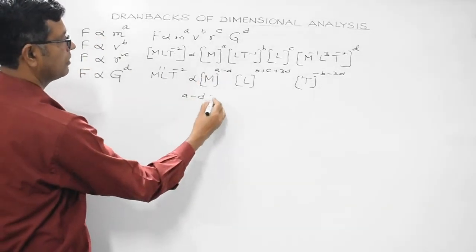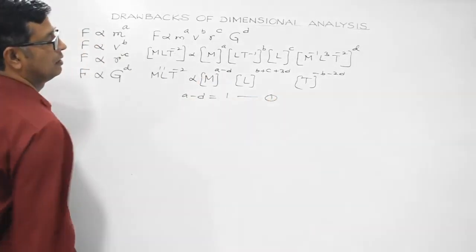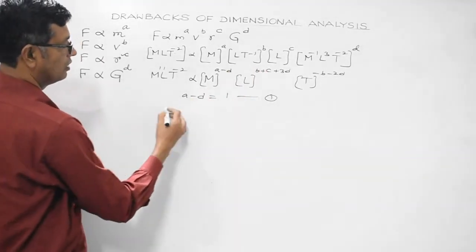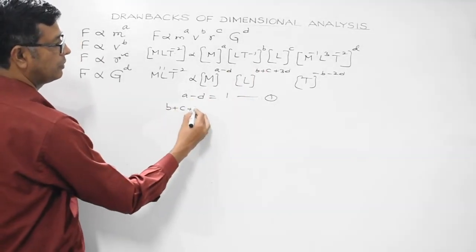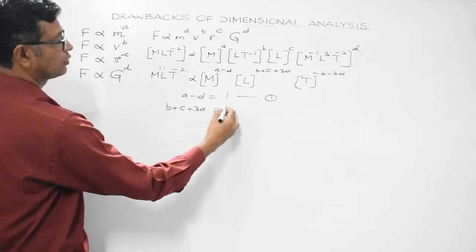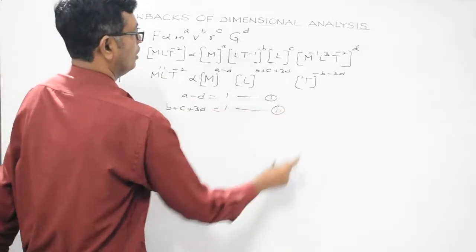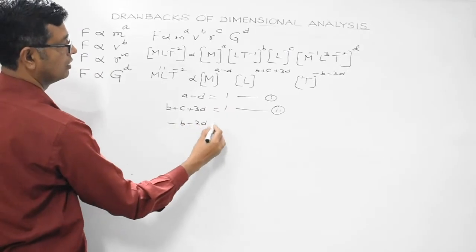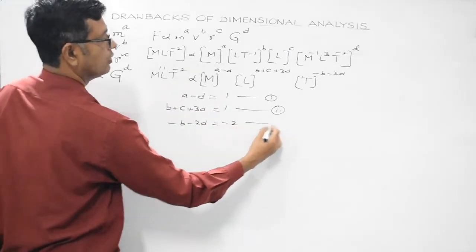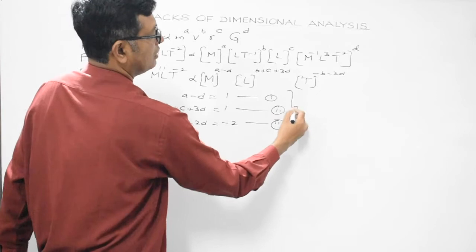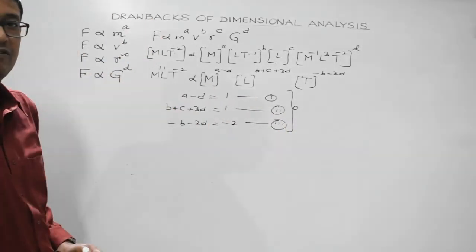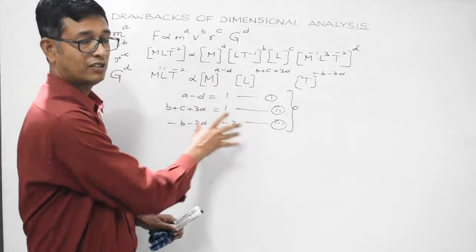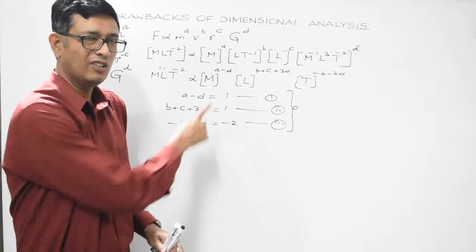First equation is a minus d is equal to 1. This is the first equation. L to the power, on the right hand side it is b plus c plus 3d. Left hand side it's 1. This is the second equation. What's the third equation? T to the power, it's minus b minus 2d, and over here it's minus 2. So these are the 3 equations we obtained, right? Now observe these equations. Can we solve them?